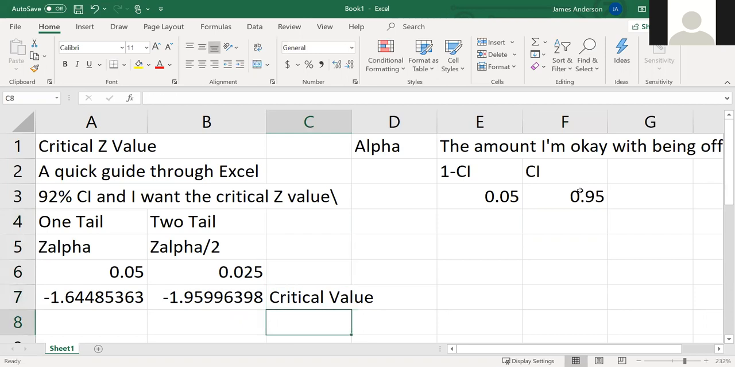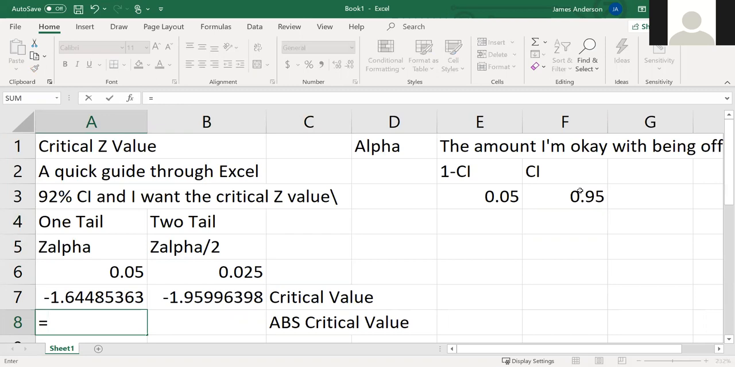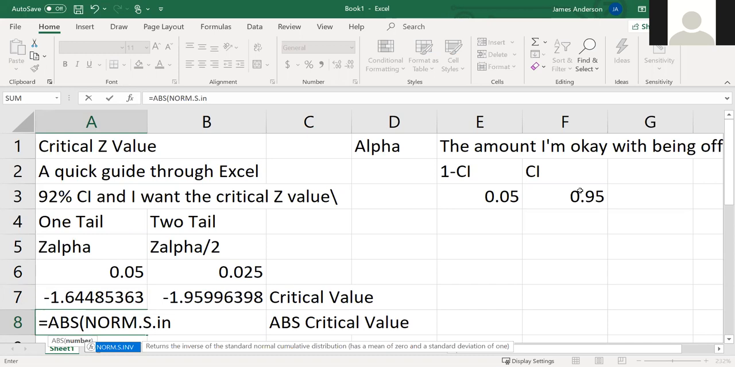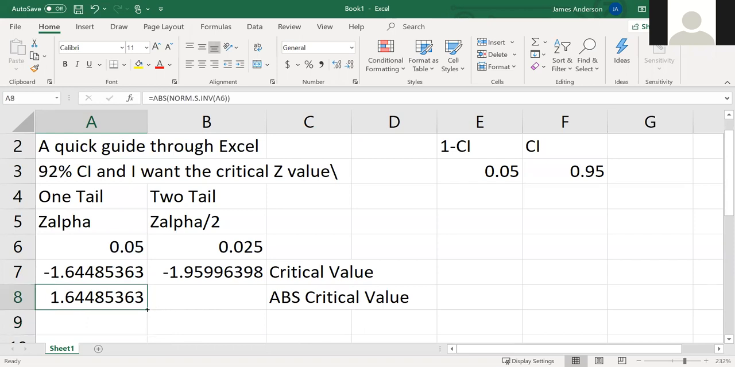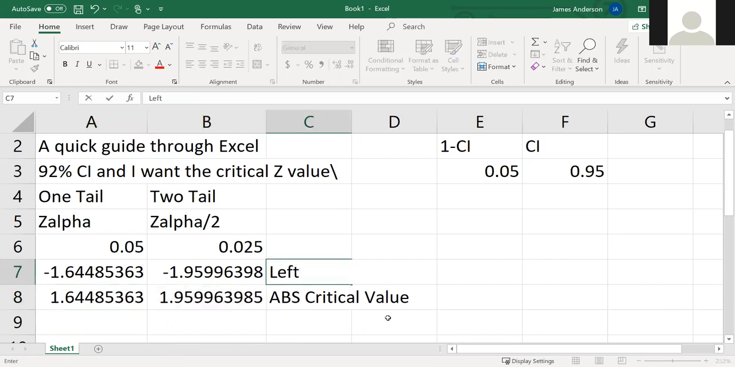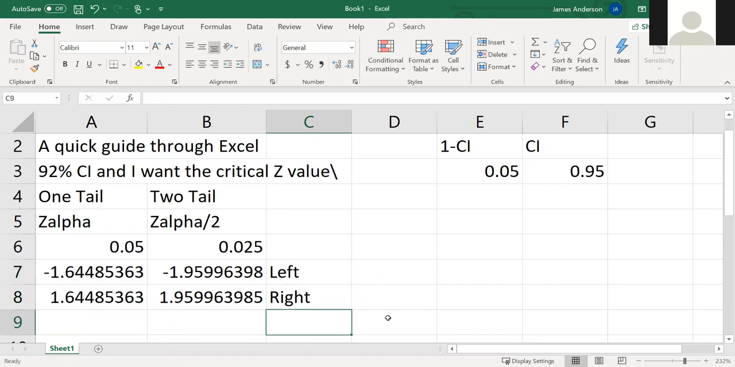If I really cared and it was bugging me, I can do ABS of critical value, NORM.S.INV of this. And then it would just always give me a positive value. So this could be left, this would be right. And it's up to you to figure out which one you want to do. Am I doing a left tail? Am I doing a right tail?